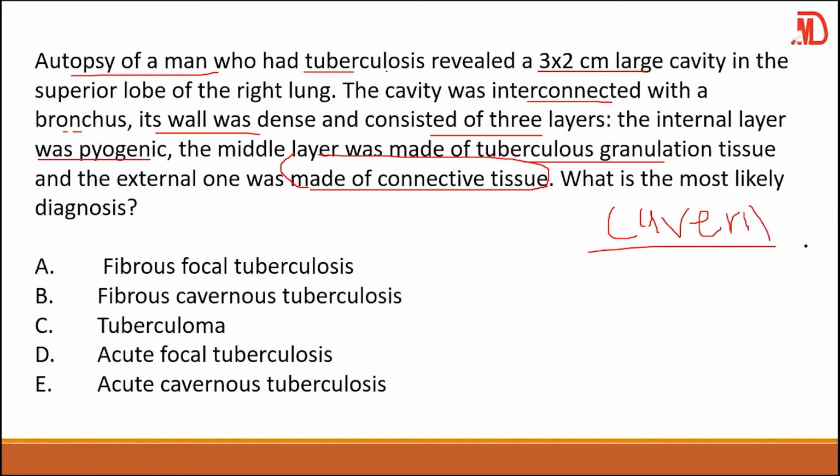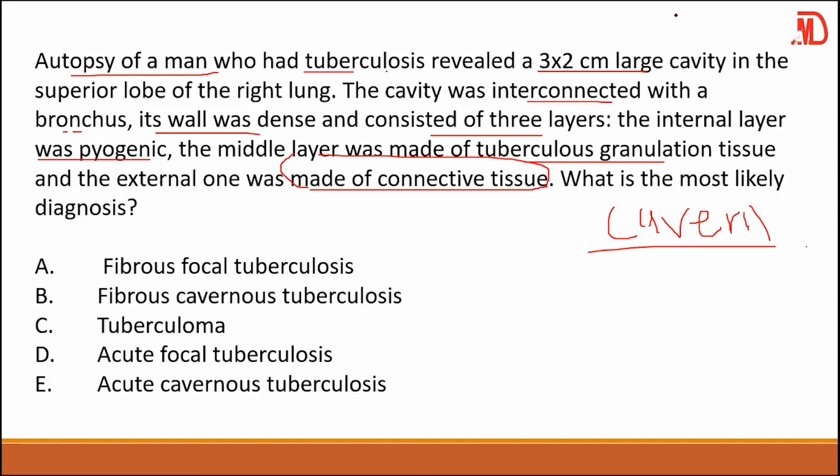So cavern. Okay, cavern. Good. Now, obviously we have what? A cavernous reaction or a cavernous tuberculosis, right? We've got cavernous tuberculosis because of the presence of what? A cavity inside the superior lobe. If they had said the presence of a node 3 by 2, then you would be talking about something more focal. Isn't it?